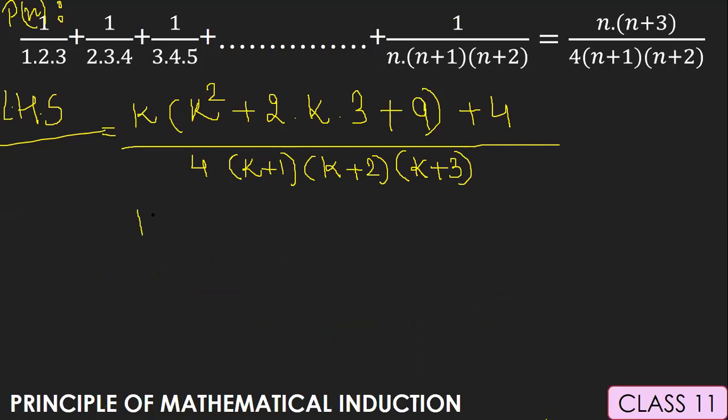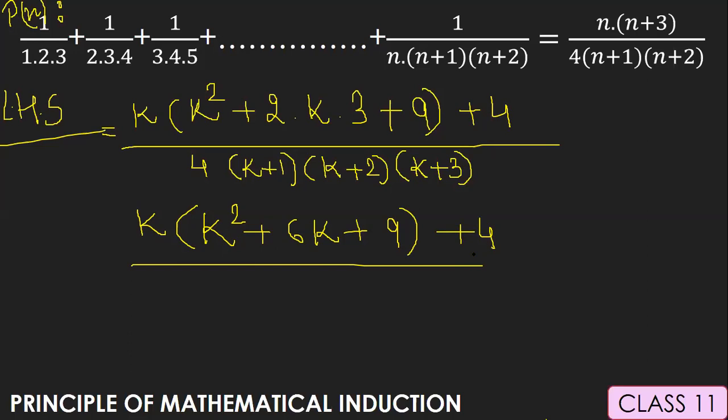So you would get k into k square plus 6k plus 9 plus 4, divided by the same denominator, 4 into k plus 1 into k plus 2 into k plus 3.